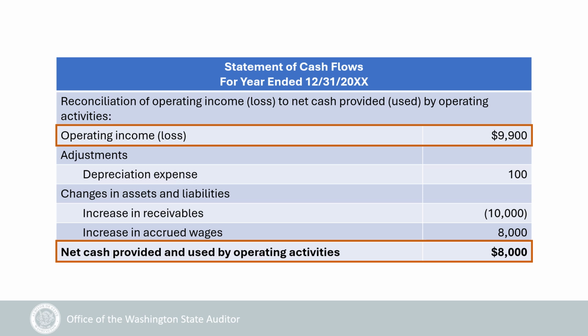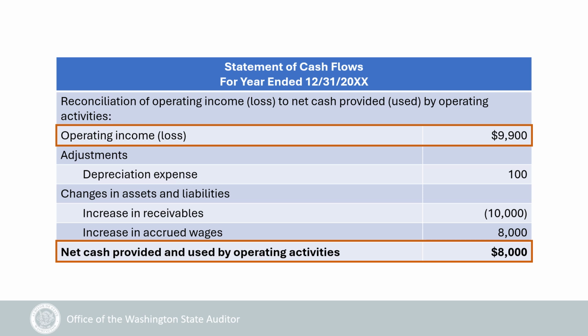Now our operating income was also reduced by $8,000 for payroll expenses, but we didn't actually pay cash for that. We accrued wages payable. We recorded a liability. So to go from accrual basis to cash basis, we need to reverse out that transaction. So that means we're adding back in that $8,000 of accrued wages payable since we didn't actually pay it out in cash.